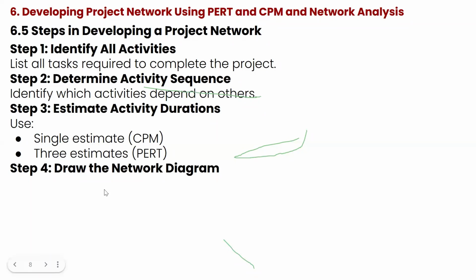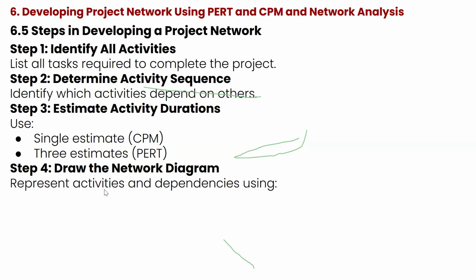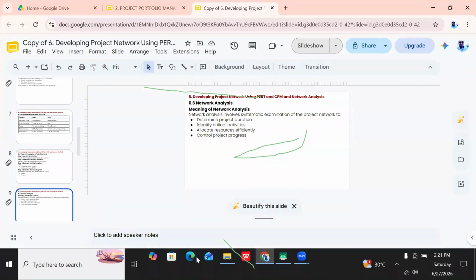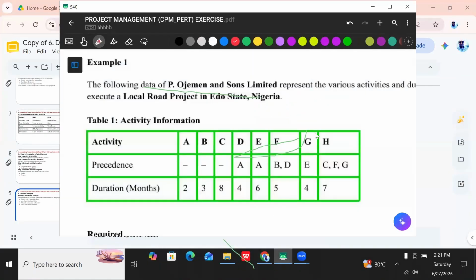Step 4 is to draw the network diagram. Here, you will represent activities and dependencies using what? Nodes and arrows. Let me quickly show you what I'm trying to say because of our time. You said we represent activities using nodes and arrows. A node is just this circle you are seeing. A node is just this circle. You see now, this is a node.